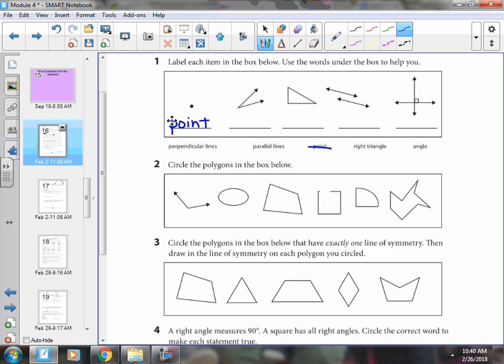All right, that second one is an angle, and it happens to be an acute angle. Hopefully you thought it was an acute angle in your head. Fabulous, kids. The third one is a right triangle. And I know it's a right triangle because it has one right angle.